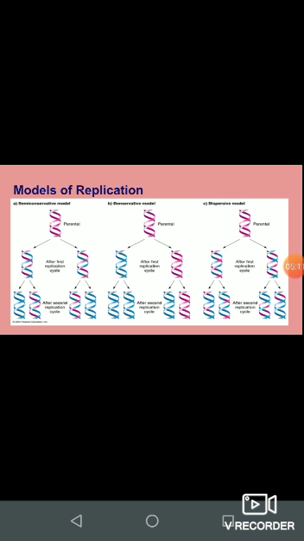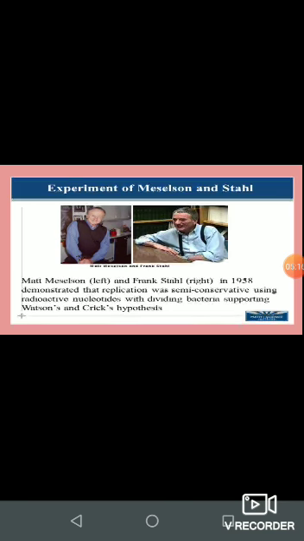Most organisms follow semi-conservative replication. This mechanism was explained by two scientists, Meselson and Stahl. In their experiment, they used two techniques: autoradiography and the centrifugation technique.